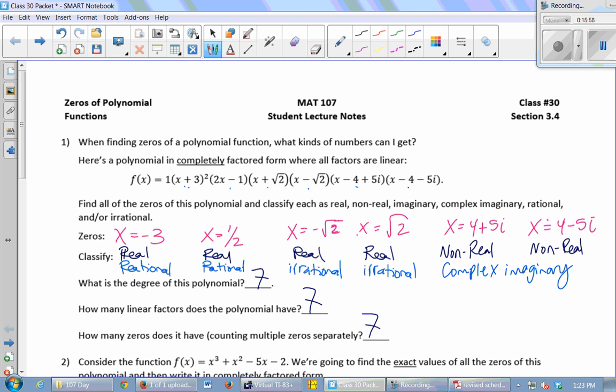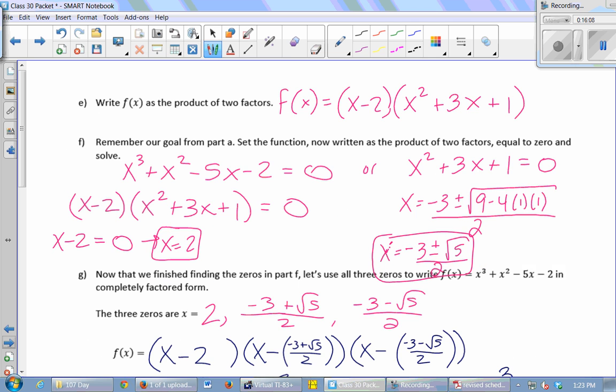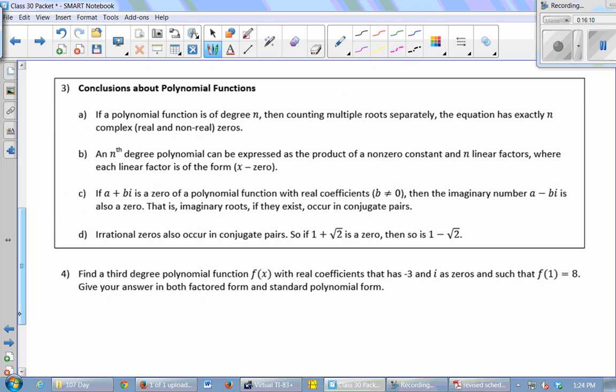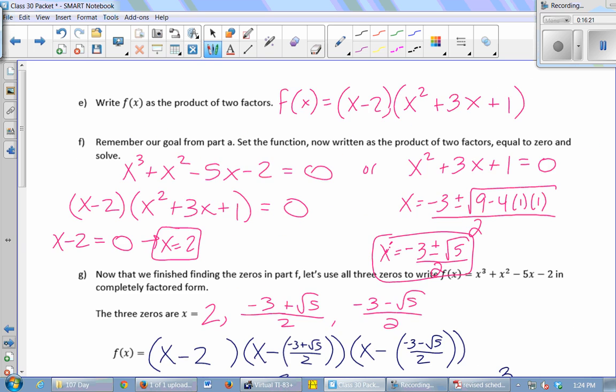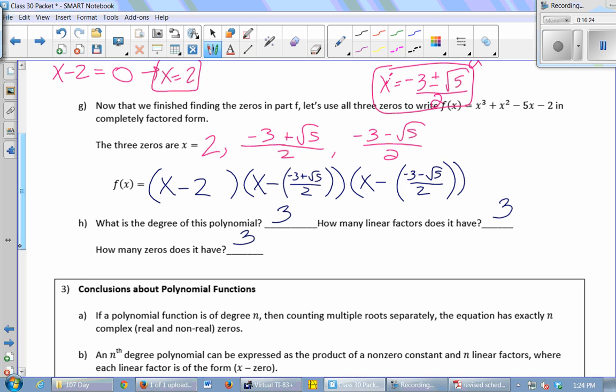Exactly. When you're doing the quadratic formula, you're going to have the plus or minus, and they always will come out in pairs. And that's the same reason that your irrational zeros also occur in pairs. So for example, if 1 plus radical 2 is a 0, then so is 1 minus radical 2. And that happened in this previous example. We got negative 3 plus radical 5 over 2 and negative 3 minus radical 5 over 2. Same thing, the quadratic formula with its plus or minus always will make that happen.